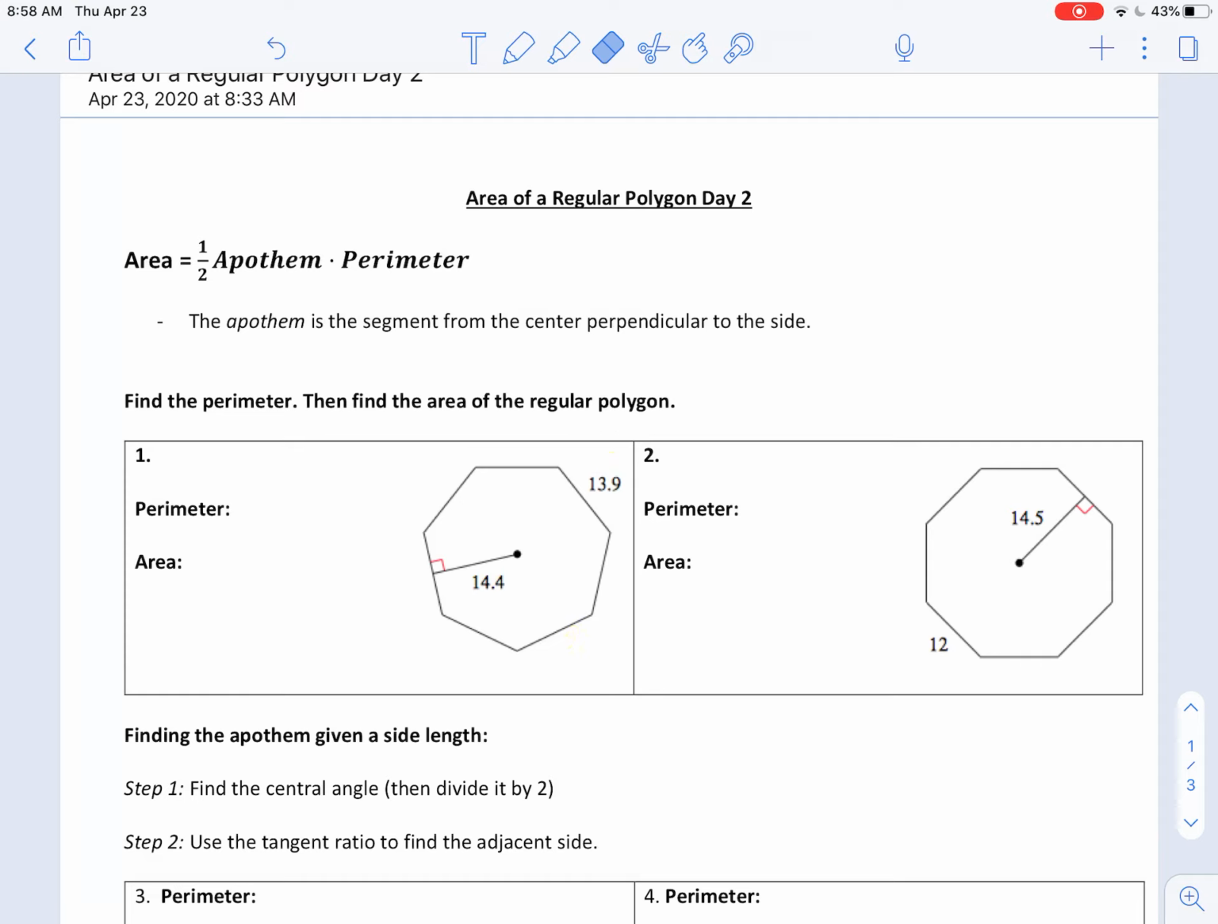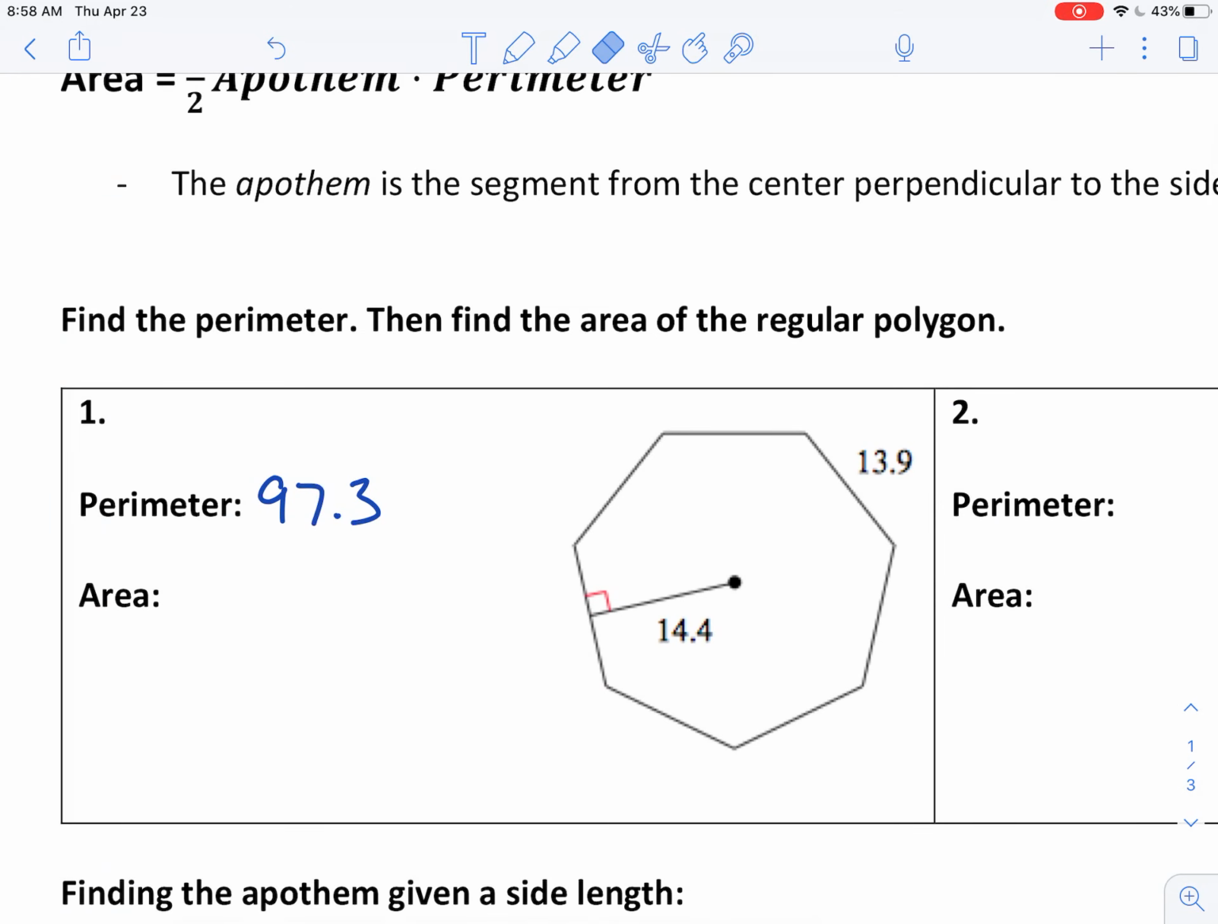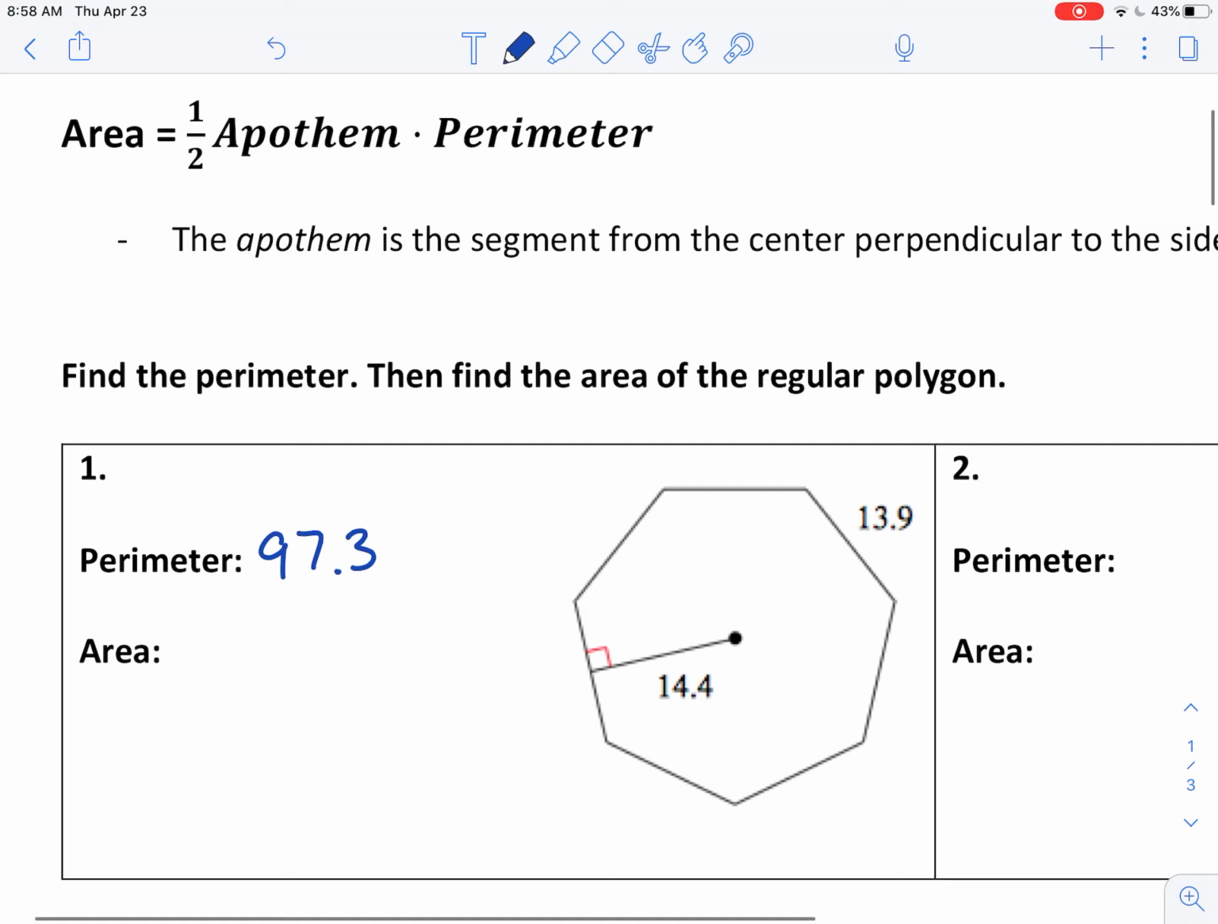So here our perimeter is going to be 13.9 times the number of sides that we have. So 13.9 times 1, 2, 3, 4, 5, 6, 7. Okay. So 13.9 times 7 is going to get me 97.3, which is my perimeter.